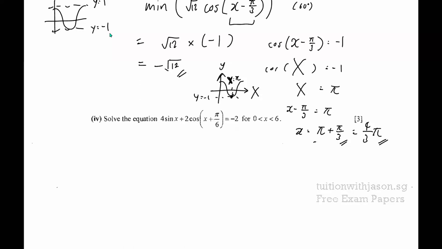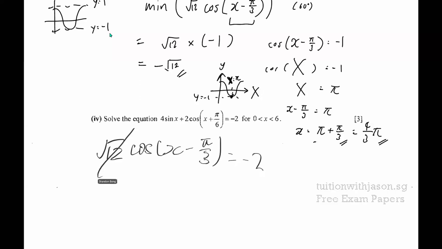Now, next part, solve the equation equals negative 2. Just substitute straight away: root 12 cosine of something equals negative 2. Okay, this one you can just divide by root 12. This time it's not +1, it's not -1, it's not 0. Go ahead and use your calculator, your cosine inverse: cosine inverse of negative 2 over square root 12.